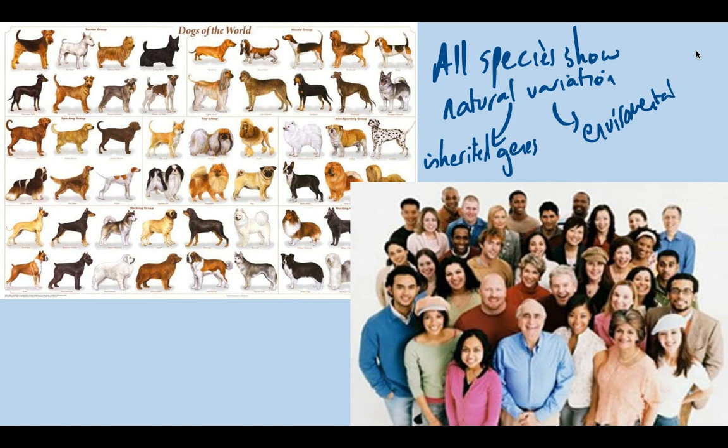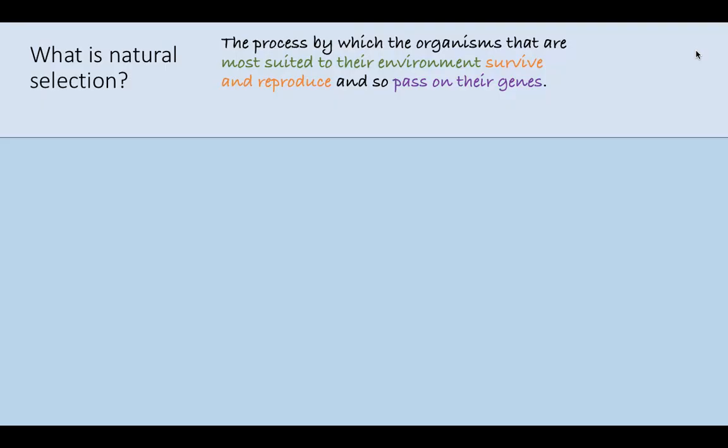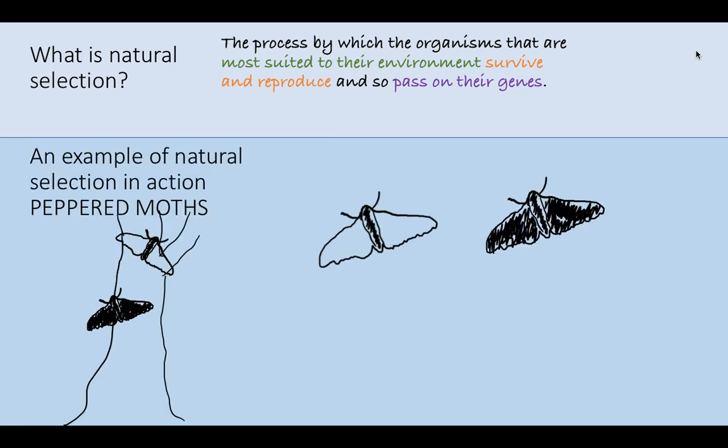So what is natural selection? Well, natural selection is the process by which organisms that are the most suited to their environment survive and reproduce, and so they pass on their genes. But what does that actually mean? Let's look at an example.